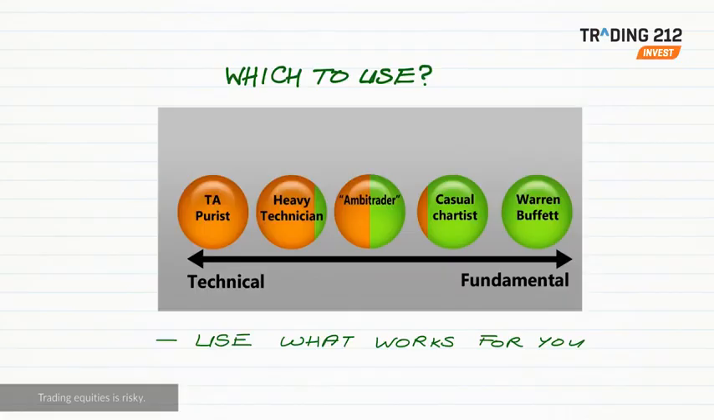So which to use? Well, this diagram illustrates a sliding scale of usage from 100% technical analysis there on the left to 100% fundamental analysis on the right. And in between, there'd be a whole variety of mixes, far more than I've shown here. These are just to give you a rough idea of what I'm talking about. I've given them some arbitrary terms. Technical analysis purist is our 100% technical analysis guy. Warren Buffett is there on the right as a 100% fundamental analysis guy.